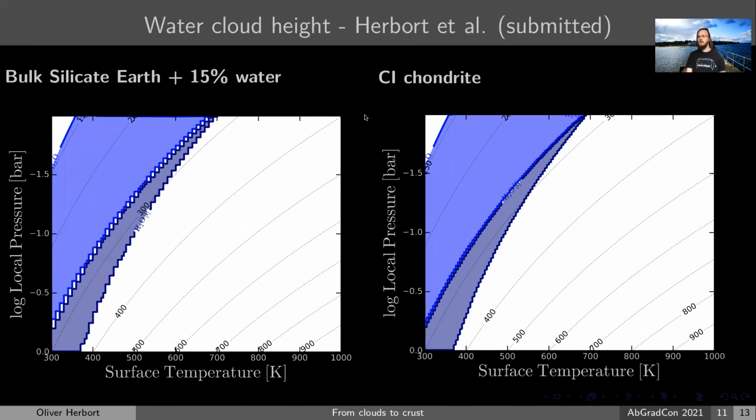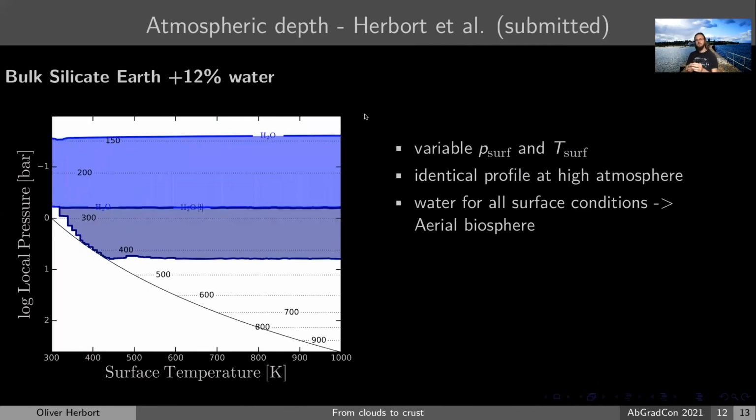And we actually only have water clouds touching the surface when there is liquid water stable at the surface. And that can also be seen in this plot when we don't have a constant surface pressure, but we vary the surface pressure and surface temperature in a way that we have the exact same atmospheric structure for the high atmosphere. So the higher parts of the atmosphere are the same in the pressure temperature profile for all of these models, but they just have different atmospheric depth.